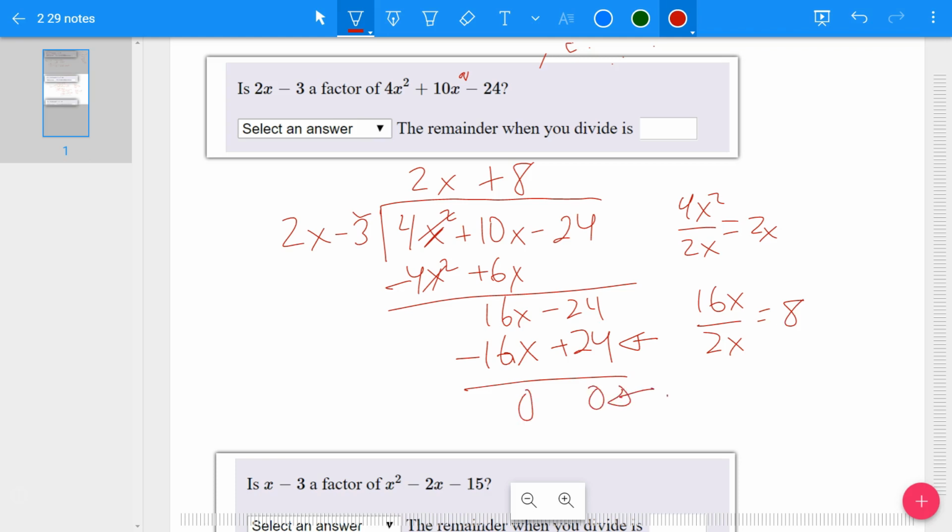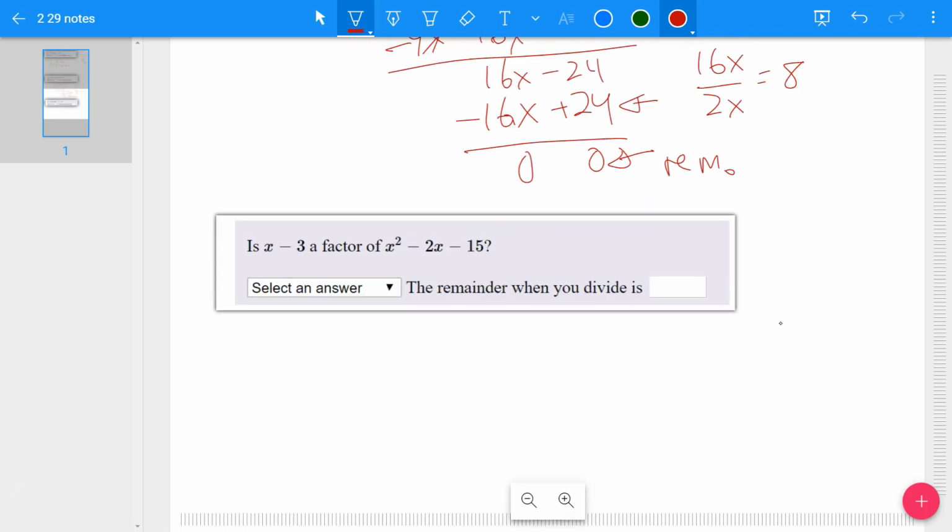So you observe that this is the remainder. I call that REM. You see that that's equal to 0. So you would say that up here, the remainder when you divide is 0. In other words, is 2x minus 3 a factor of that trinomial? The answer is yes. Okay? So it's a factor. Let's do one more for practice.